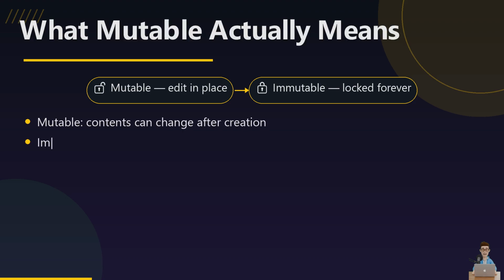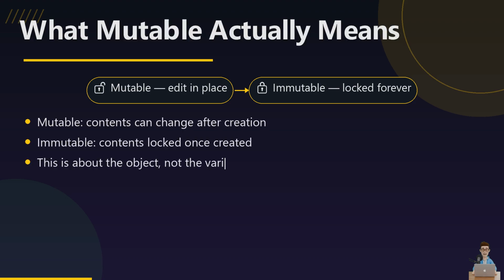Before we touch lists or tuples, let's get the word straight. Mutable just means you can change what's inside the thing after you made it, like writing new notes in a notebook. Immutable means once it's made, its contents can never change, like ink on a stone tablet. Keep that picture in mind, because everything else today is just this idea playing out.